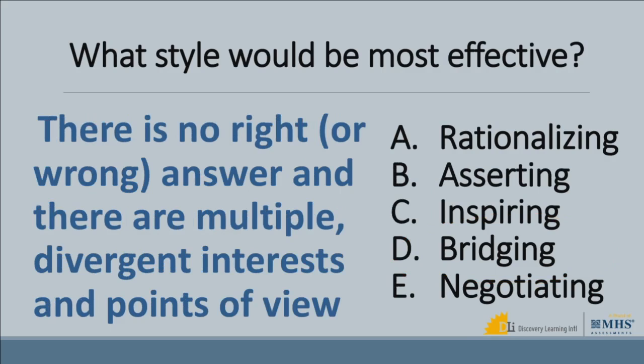So let me throw one open to you. What style would be most effective? So let's say you're engaged in a situation where there is no right or wrong answer, and there are multiple real divergent interests and points of view, and you're really trying to help facilitate some kind of solution. What do you think? So pick one of those: rationalizing, asserting, inspiring, bridging, or negotiating. What do you think the answer is? And we'll go to the poll and see what your answers are.